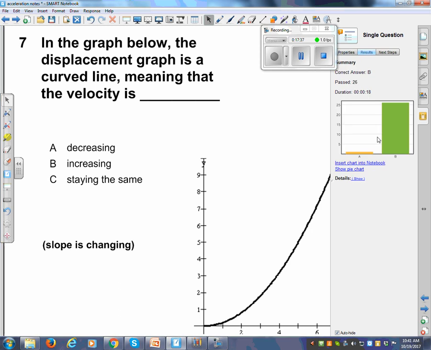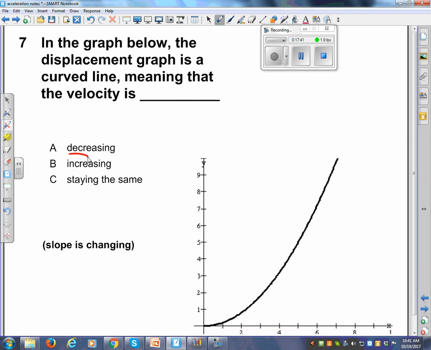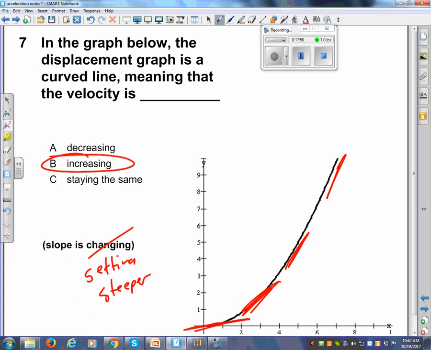Do we get it? It is increasing. Why? The slope is changing. In fact, the slope is not only changing, the slope is getting steeper. Here the slope is flat, there it's steeper, there it's steeper, there even steeper. The slope is increasing. Keep in mind, this is a position time graph. We'll be getting into velocity time graphs next week.